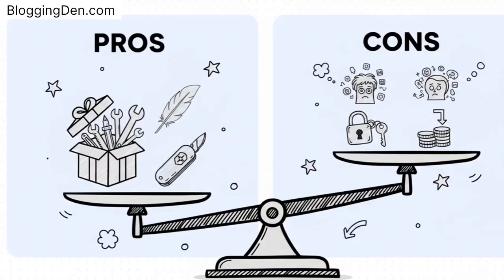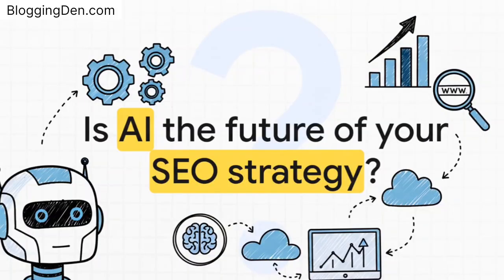Now, on the flip side, no tool is perfect. For a complete beginner, all those options can definitely feel a bit overwhelming. And yeah, key features like the rank tracker are locked behind the Pro plan. Plus, if you get really into the Content AI, those credits can start to add up. And that really brings us to the big final question here.